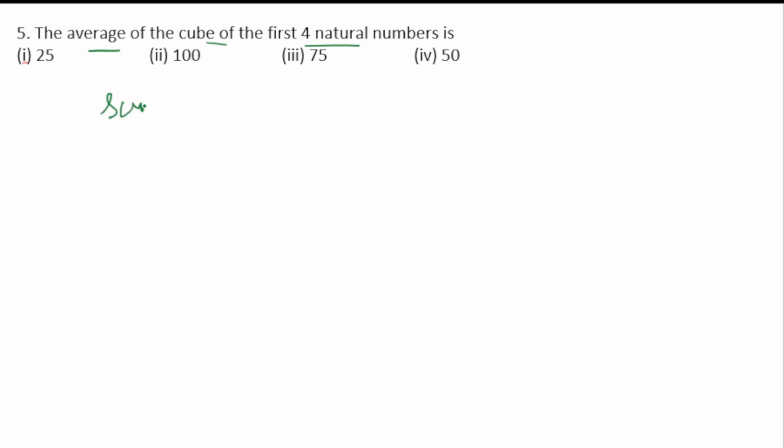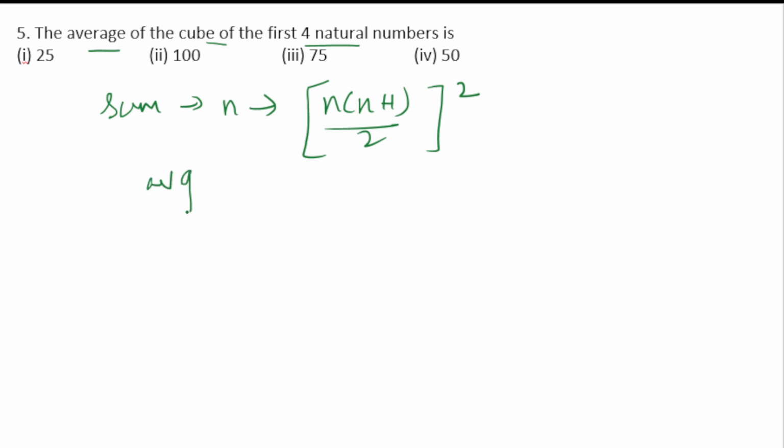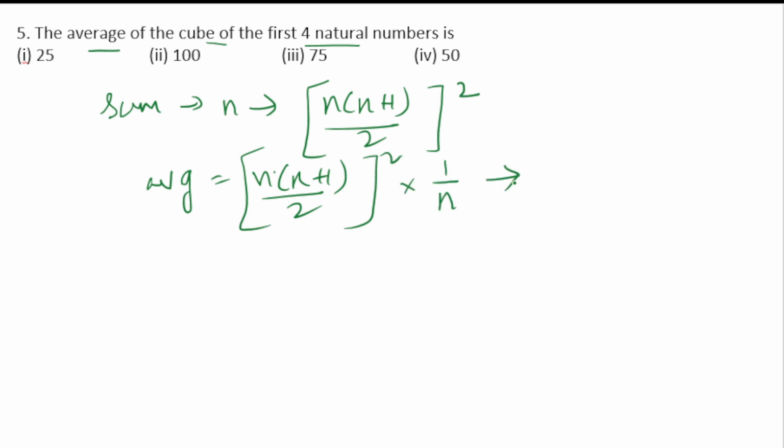See, what is the sum of the cube of first n natural numbers? It is n into n plus 1 divided by 2 whole square. This is the sum. Okay. And how do we find average? Average is equal to the sum divided by number of numbers. Okay. It is n into n plus 1 divided by 2 whole square into, we have to divide this with n. This is average of the first n natural numbers.